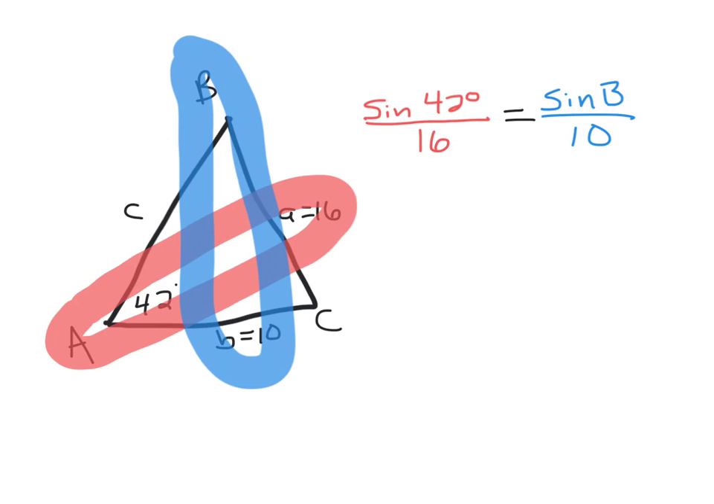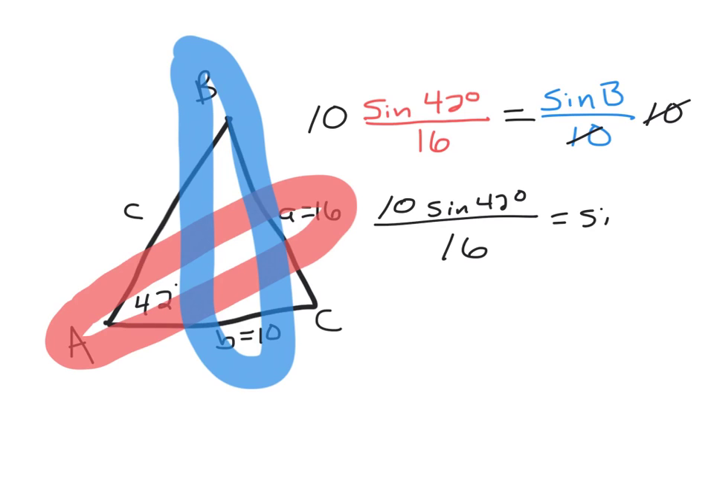Using algebra, you're trying to get sine of B by itself, so you want to get rid of this 10. The opposite of dividing by 10 is multiplying by 10. So you multiply both sides by 10. On the right side, 10 divided by 10 cancels. On the left, you get 10 sine 42 degrees divided by 16 equals sine of B.